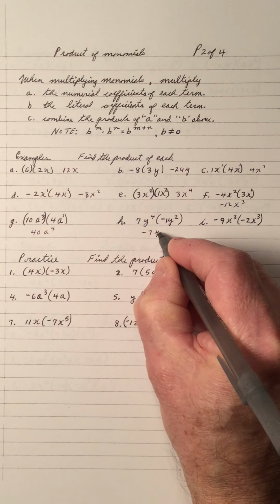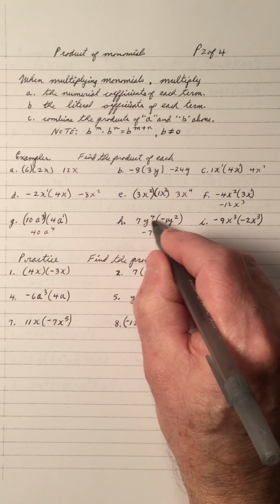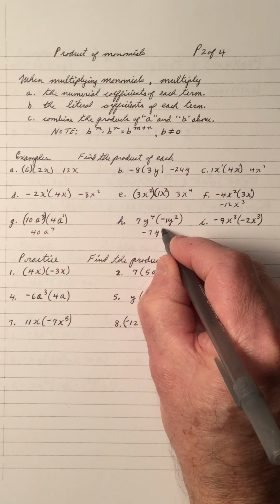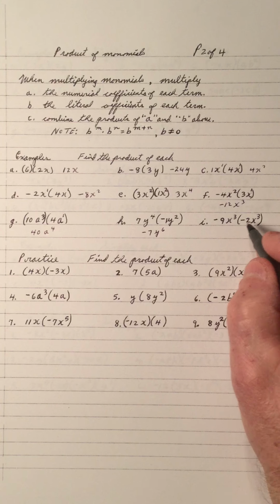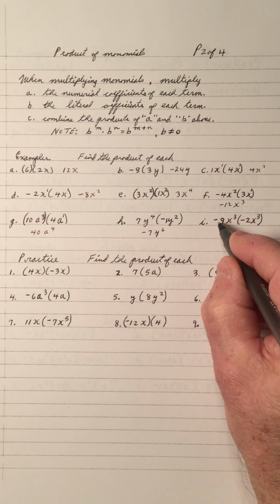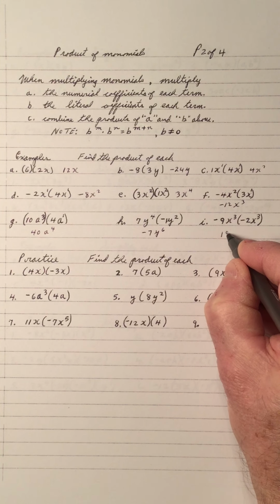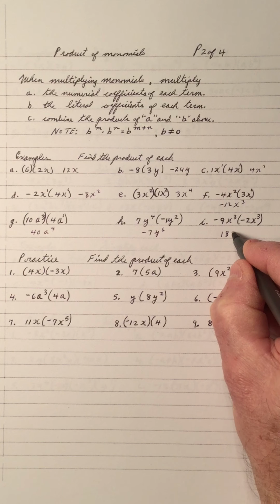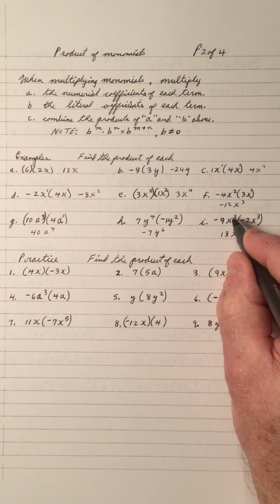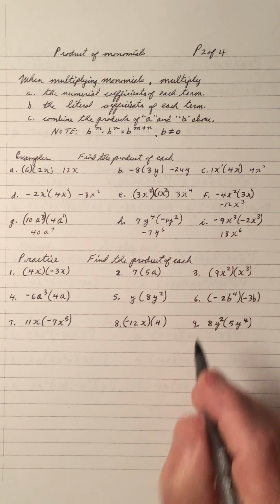And when you multiply the y's, same base, you add to get a 6. 4 and 2 is 6. I, negative times negative is a positive. 9 times 2 is 18. And you have the same base of x. 3 plus 3 is 6.